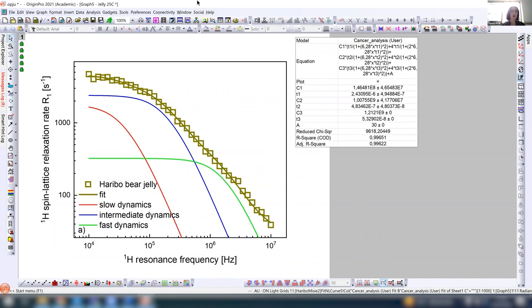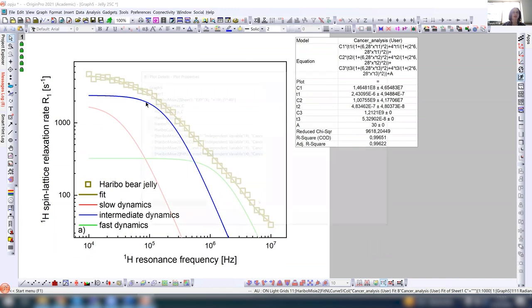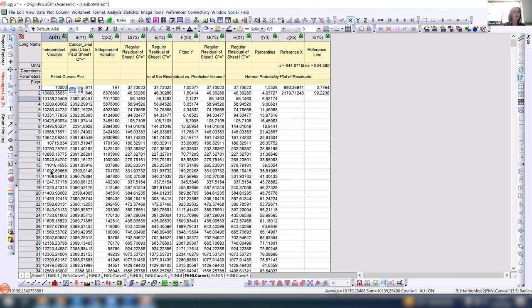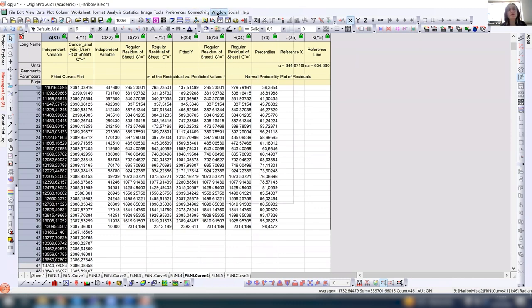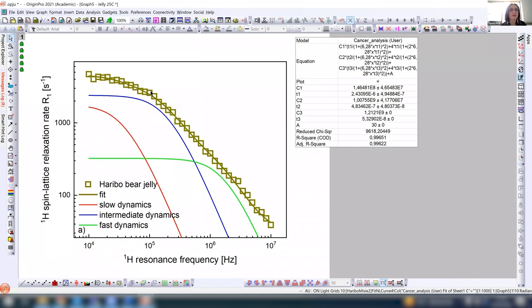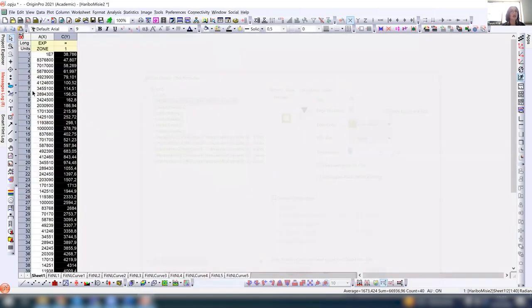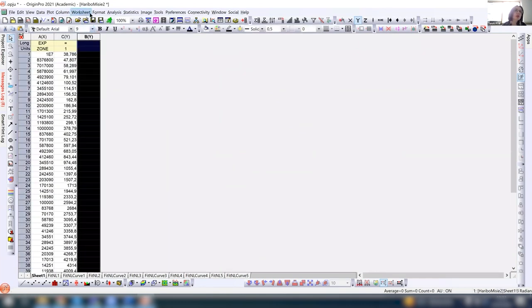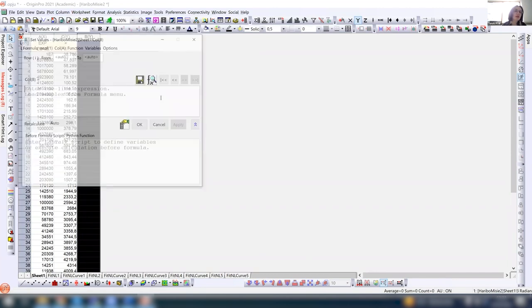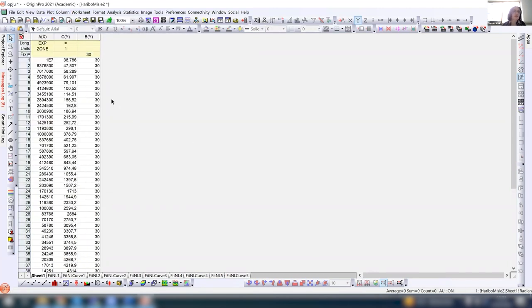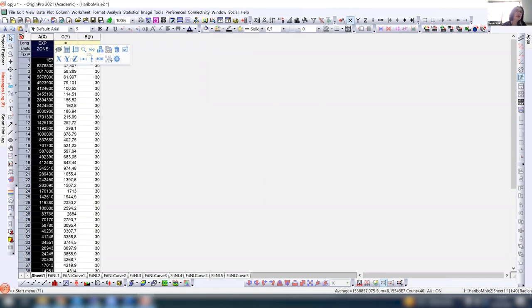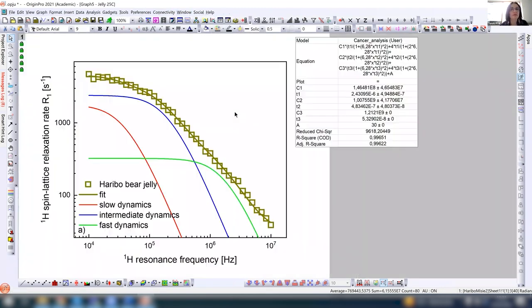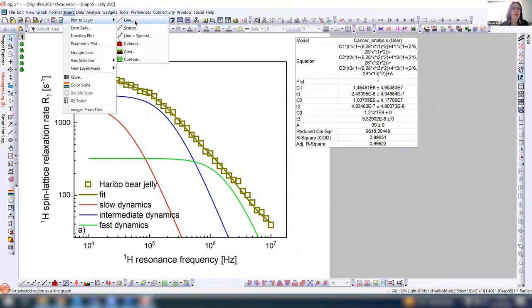And eventually, what is worth to do, let me make such a thing, is this factor, 30. So I will do it in this way. Workbook, column, add new column, column, set column values. It is 30. And this is window graph. Insert plot to layer line.